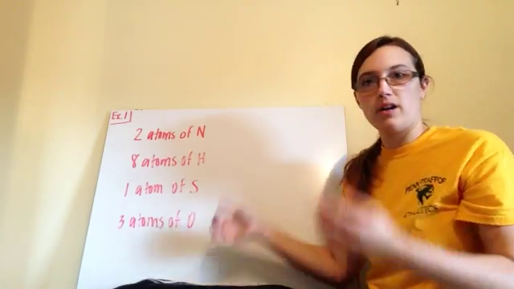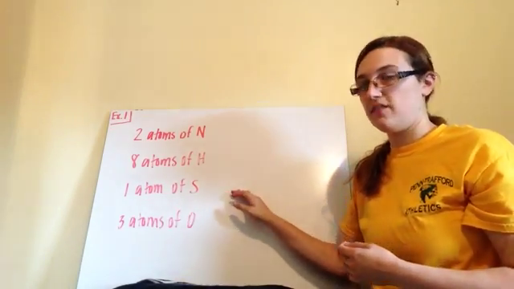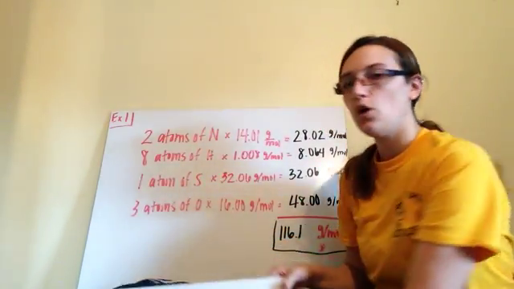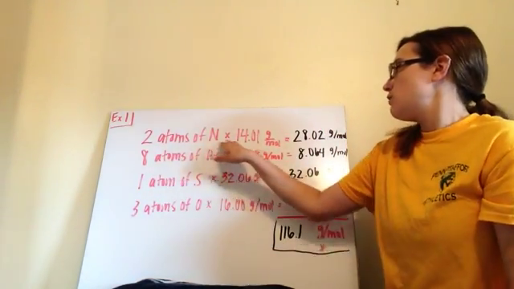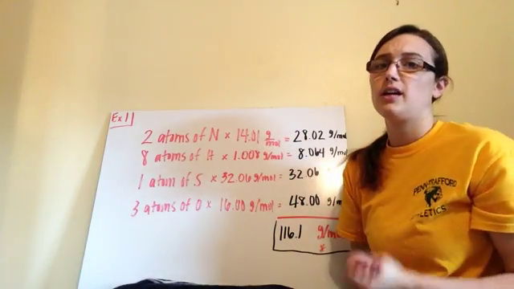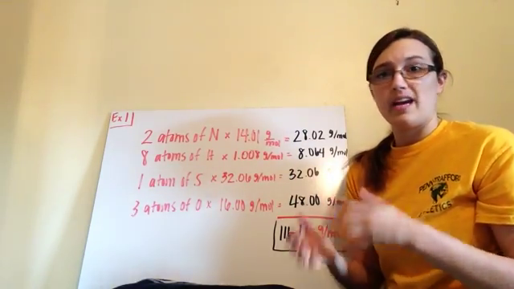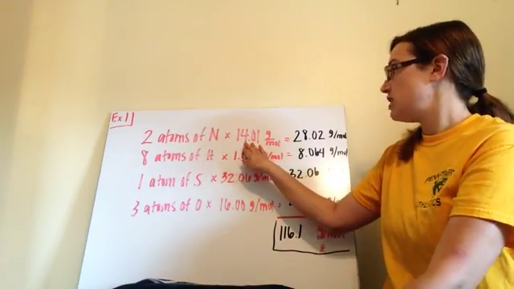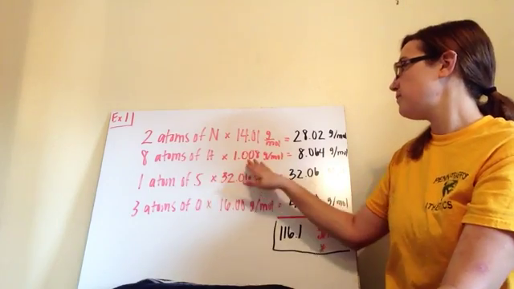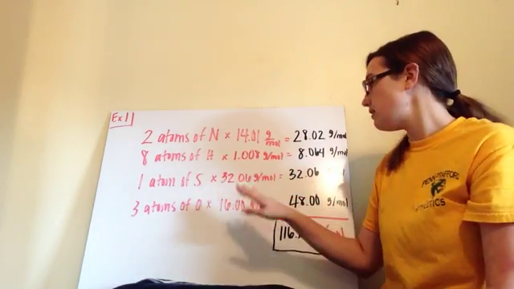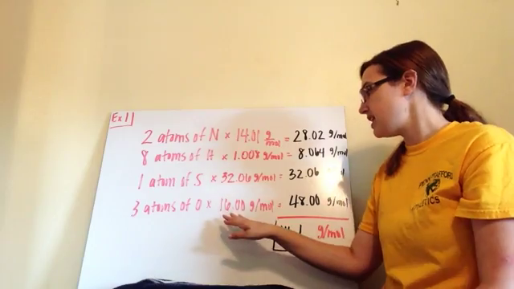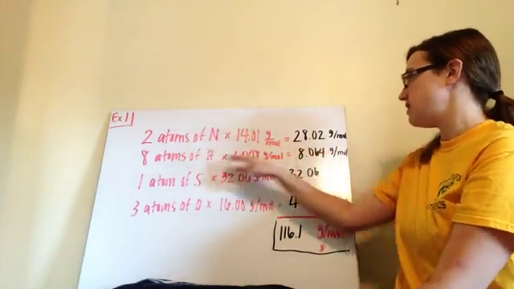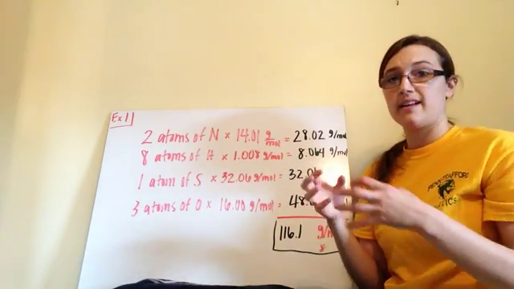Now we have to figure out the mass of 1 mole of each of these. If we take a look at the periodic table, we can find the molar masses. Specifically, look at the periodic table that I gave you from the AP exam, because that's the periodic table that you're given. Nitrogen is 14.01 grams per mole. Hydrogen is 1.008. Sulfur is 32.06. And oxygen is 16.